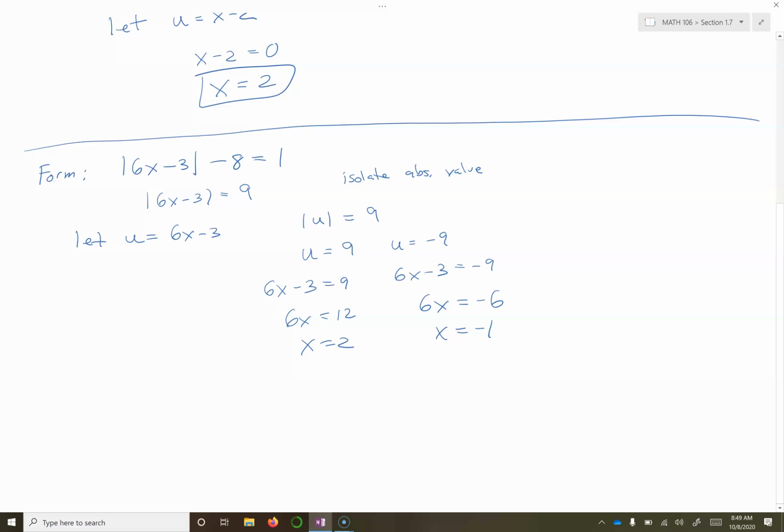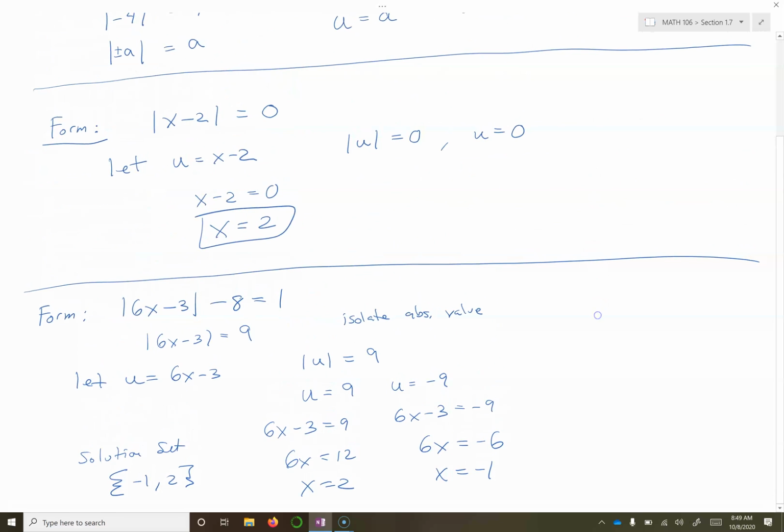So if you were to plug in either 2 or negative 1, you would get this equation solved. So that means the solution set is basically just negative 1 and 2. Those two values satisfy that equation. Yes? So anytime there's not a 0 on the right-hand side of the equal sign, you're always going to have 2 problems to solve.